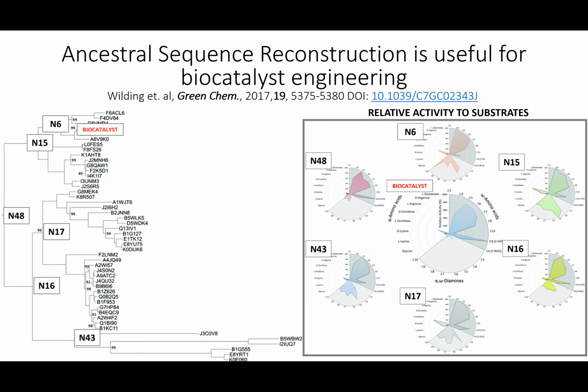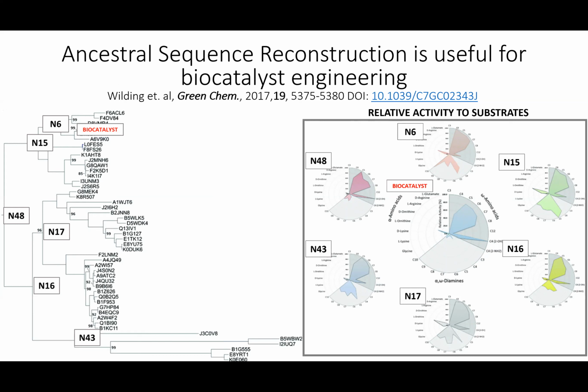The graph on the right shows the results of the activity assay for the modern biocatalyst and the 6 ancestor sequences evaluated. The spokes for each graph show relative activity for a subset of substrates, and the spoke position is the percentage relative to the highest activity for that biocatalyst. The researchers found that the ancestral proteins were more active for 80% of the 40 tested substrates, and that the activity was increased by 20-fold for some substrates.